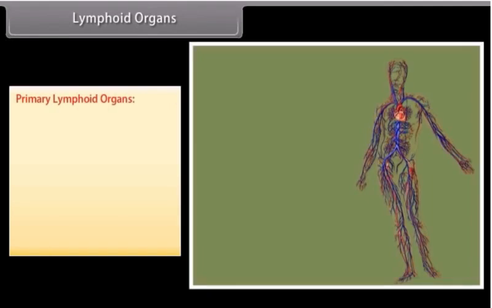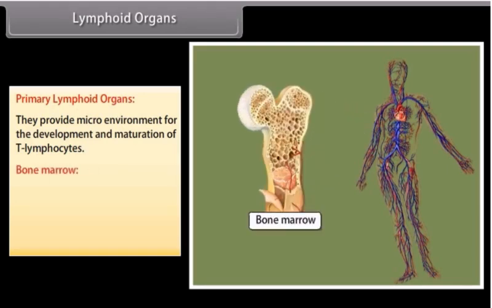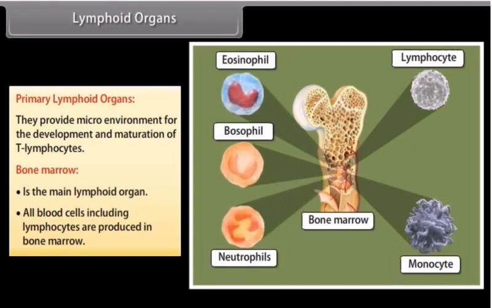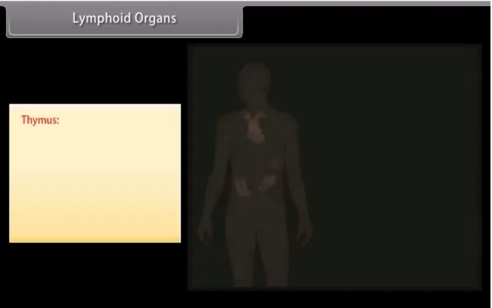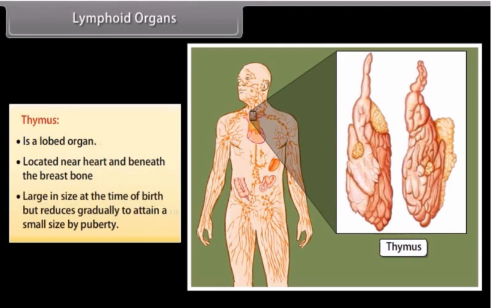Primary lymphoid organs. They provide a microenvironment for the development and maturation of T lymphocytes. Bone marrow is the main lymphoid organ. All blood cells including lymphocytes are produced in bone marrow. Thymus is a lobed organ located near the heart and beneath the breastbone. Large in size at the time of birth but reduces gradually to attain a small size by puberty.